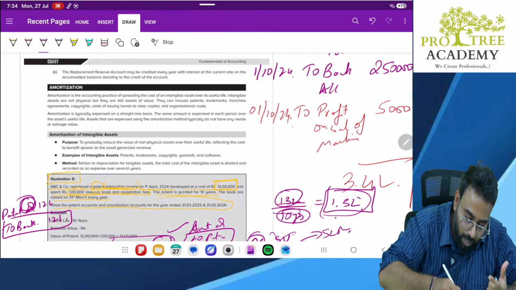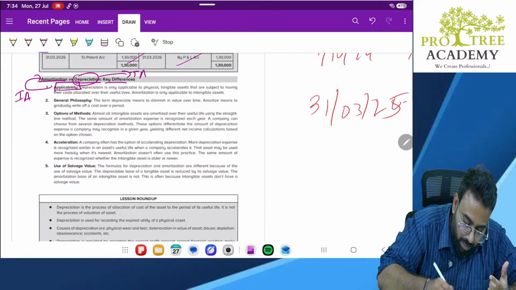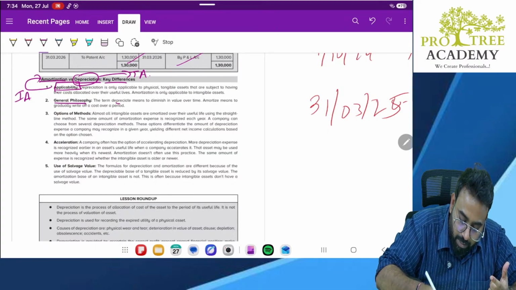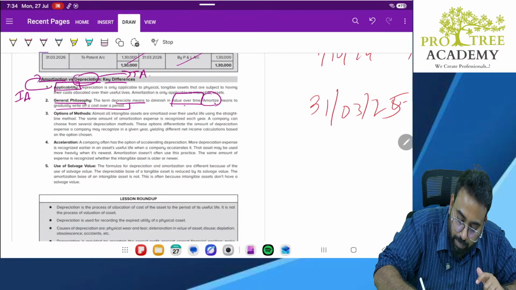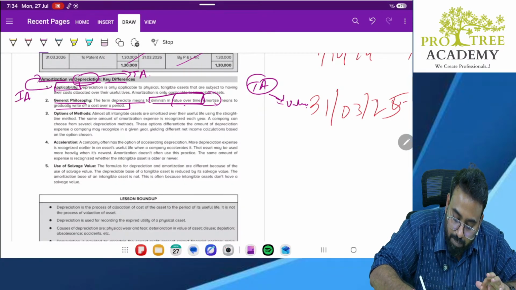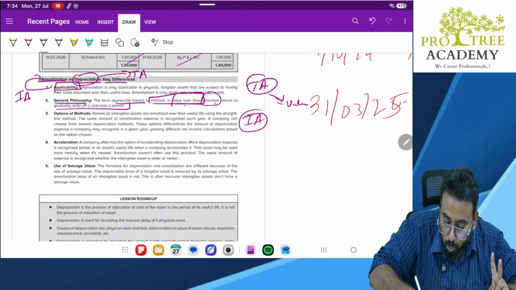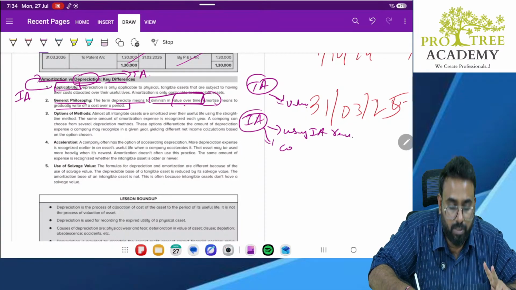Everybody is understanding? Amortization and depreciation key differences. Applicability: amortization is applicable on intangible assets, depreciation is applicable on tangible assets. General philosophy: depreciation means diminution in value over time, amortization means writing off cost over a period of time. For a tangible asset, the value diminishes over time. But in case of an intangible asset, there is usage of this intangible asset to earn revenue. Because you are using it and earning revenue, you have to write off the cost every year.